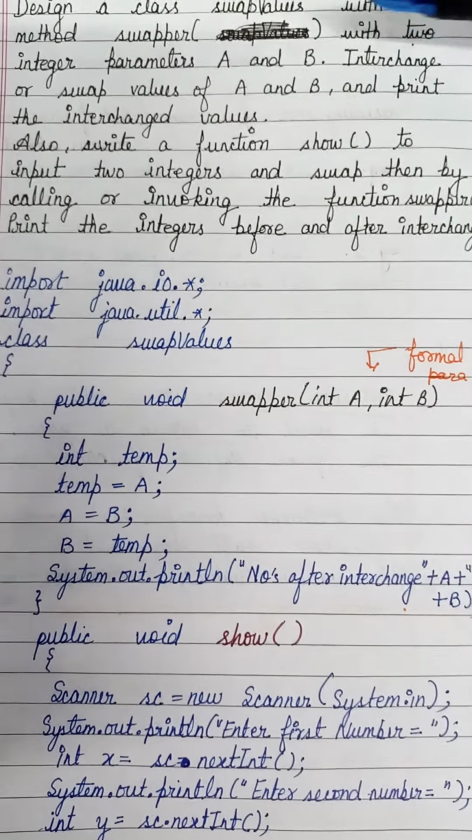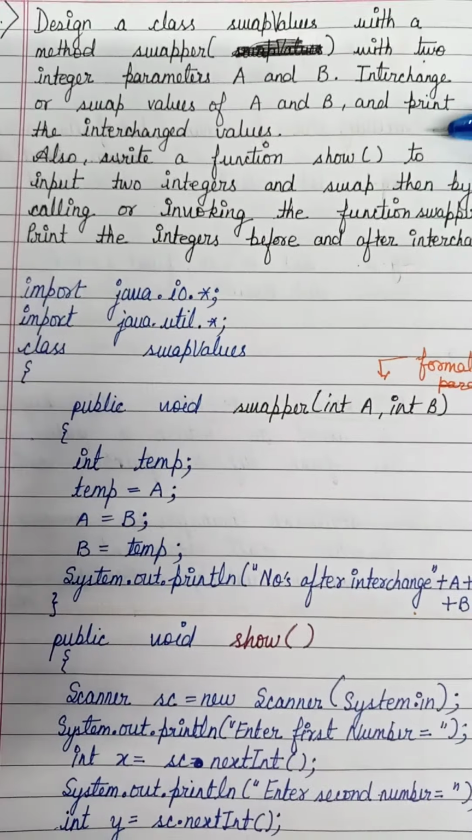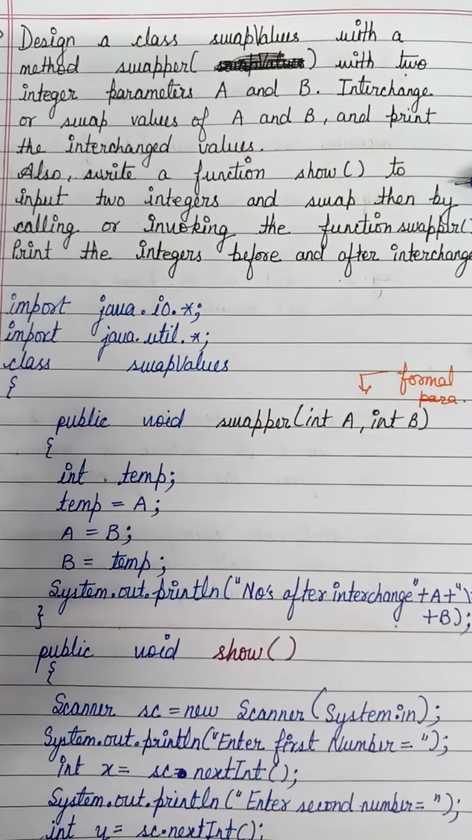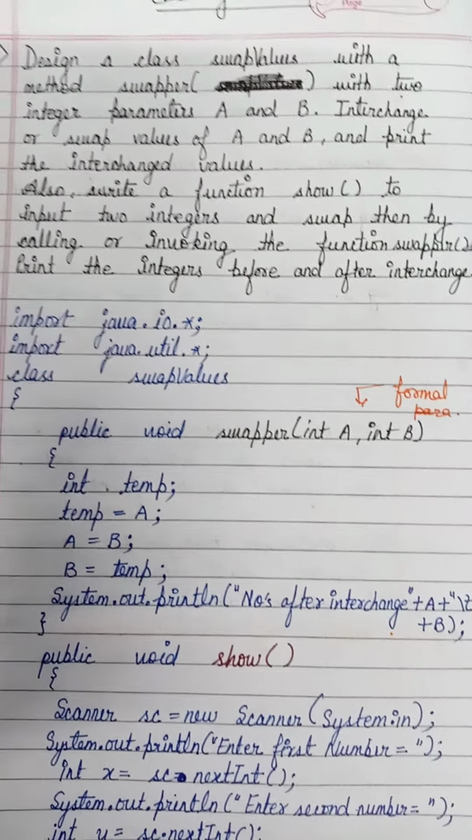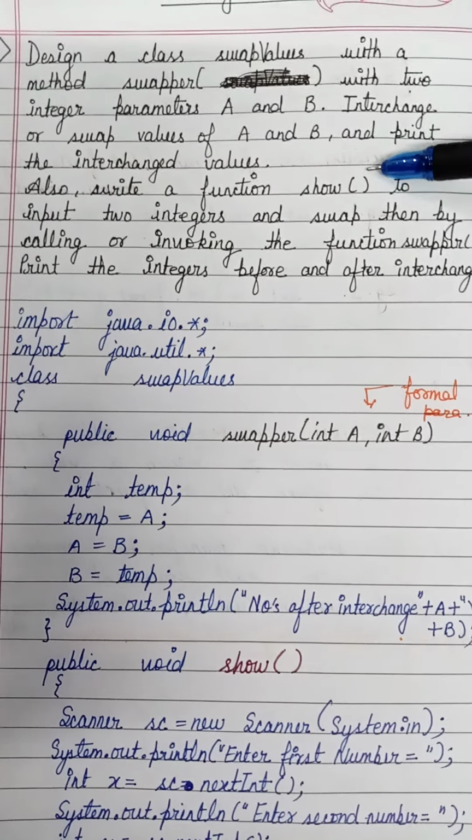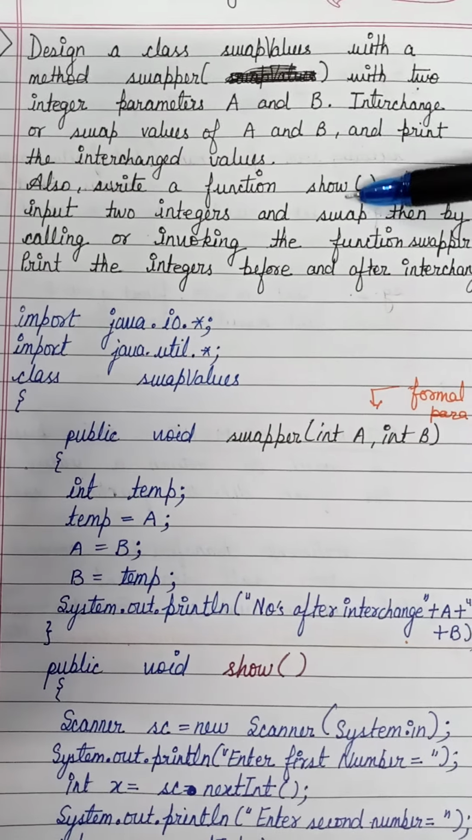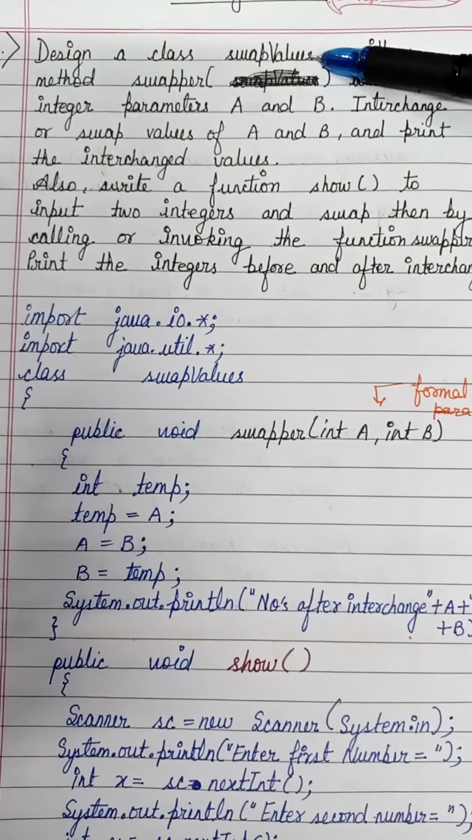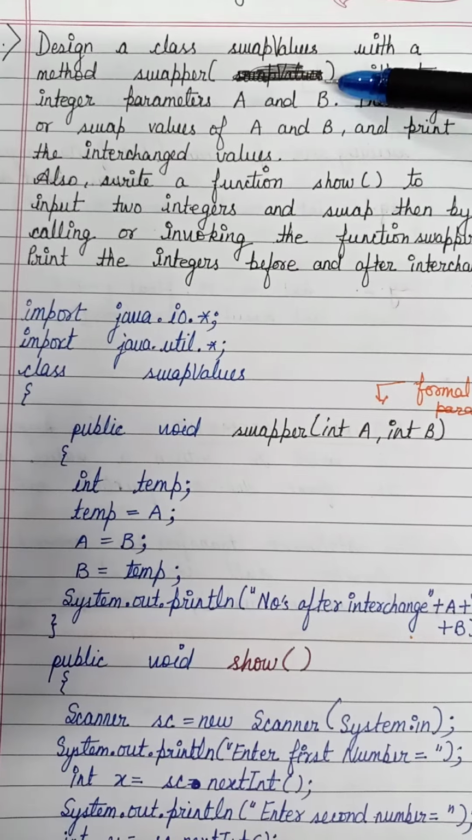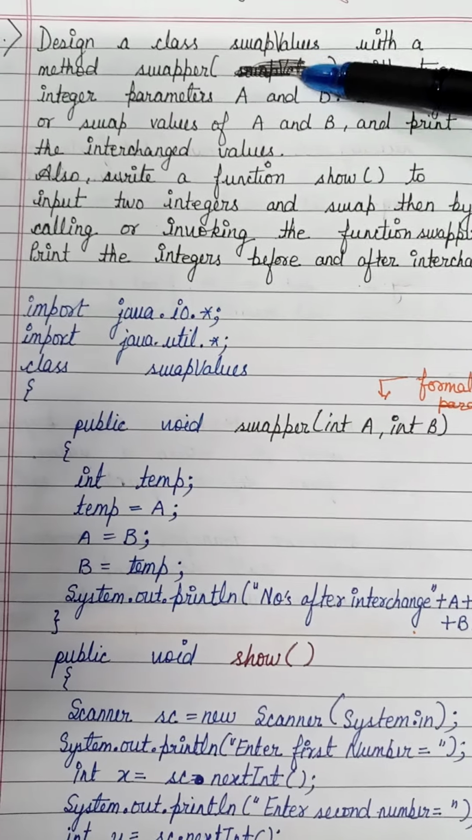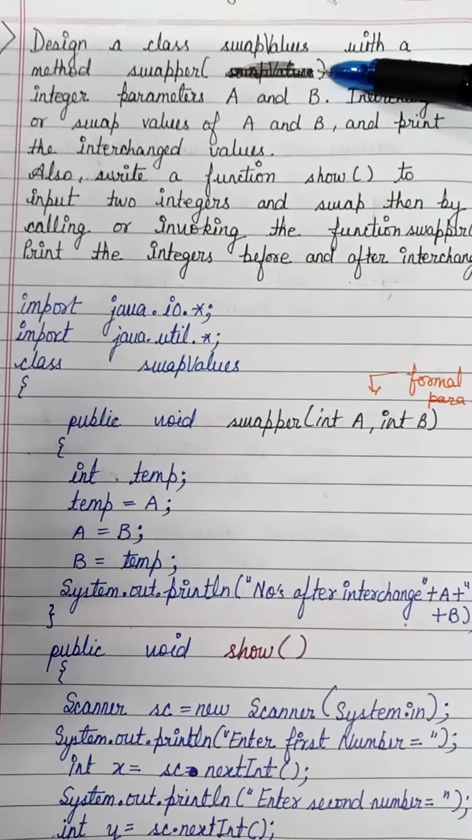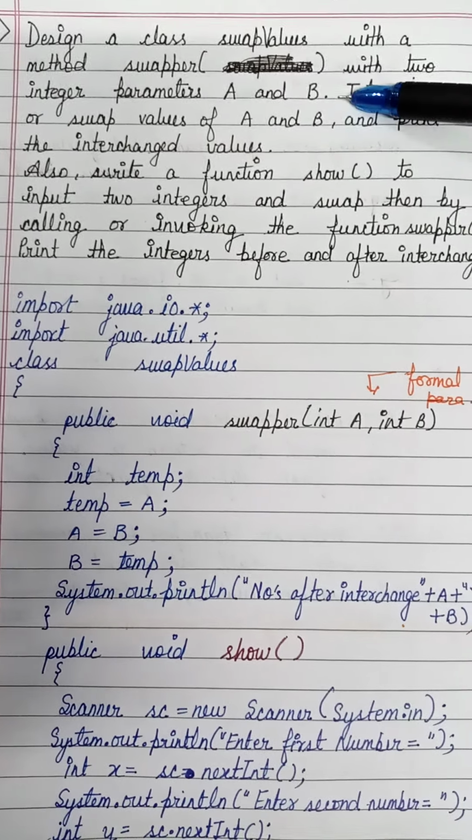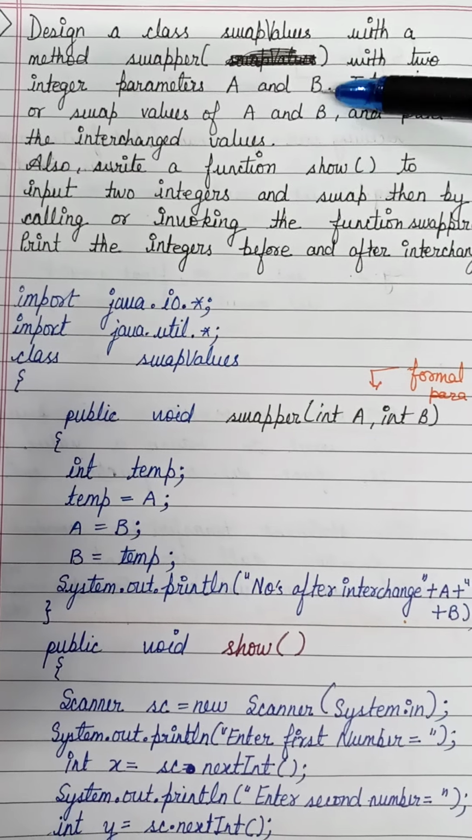Then you have been told to write a function show to input two integers and swap them by calling or invoking the function swapper. You will be writing a second function show. There will be two functions in the class SwapValues. In this class you will be writing two functions. One will be the swapper function, which will be receiving two parameters a and b, and this function will be performing the interchange of the values of a and b.